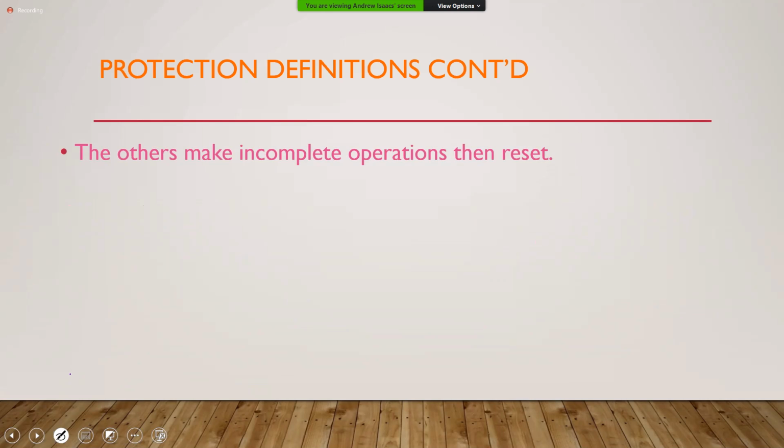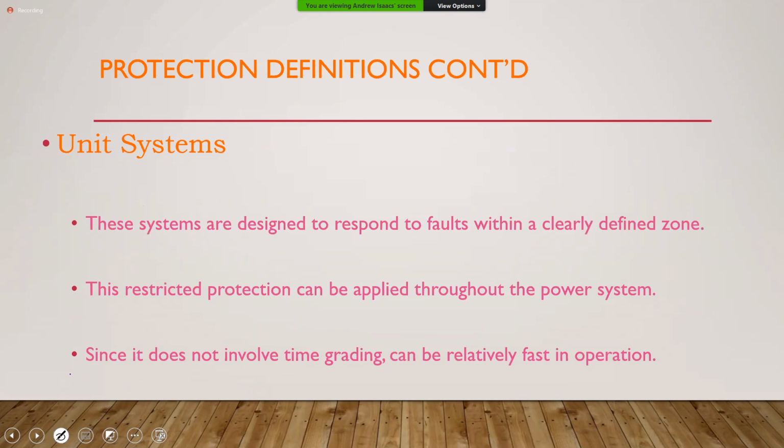But there are times when we can't wait on anything. We can't wait to see what is going to happen. We call those unit systems. All right? And unit systems, they respond to faults within a clearly defined zone. They do not coordinate with anything else. Once the fault occurs, they trip. They ask no question.